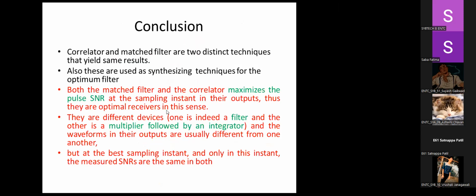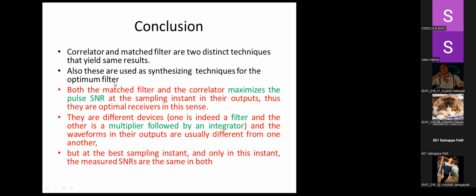Now coming to a conclusion: correlator and match filter are two distinct techniques that yield the same result. What is our end result? We want to identify our transmitted signal, to recognize the bits and observe whether they are correct or not. For doing that, we have to filter the noise. To filter that noise, what are we using? The correlator filter and the match filter. So they are called synthesizing techniques for the optimum filter.